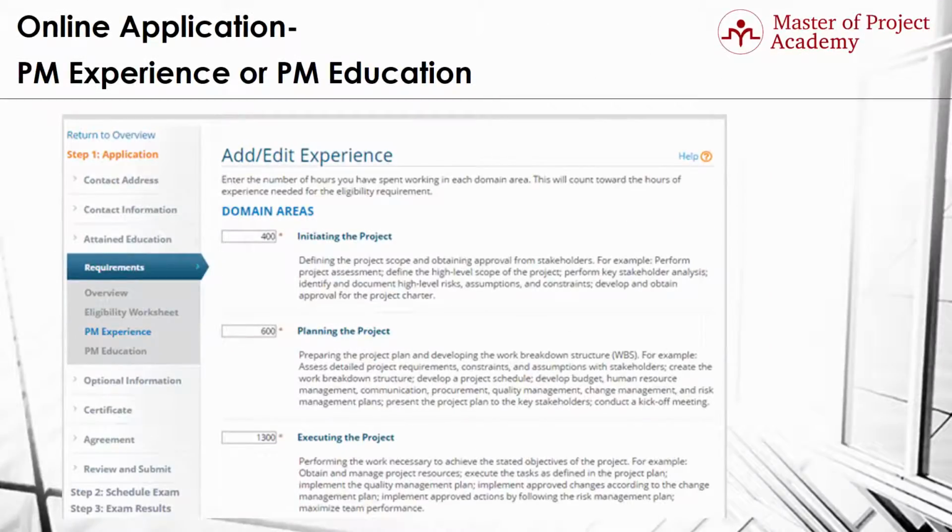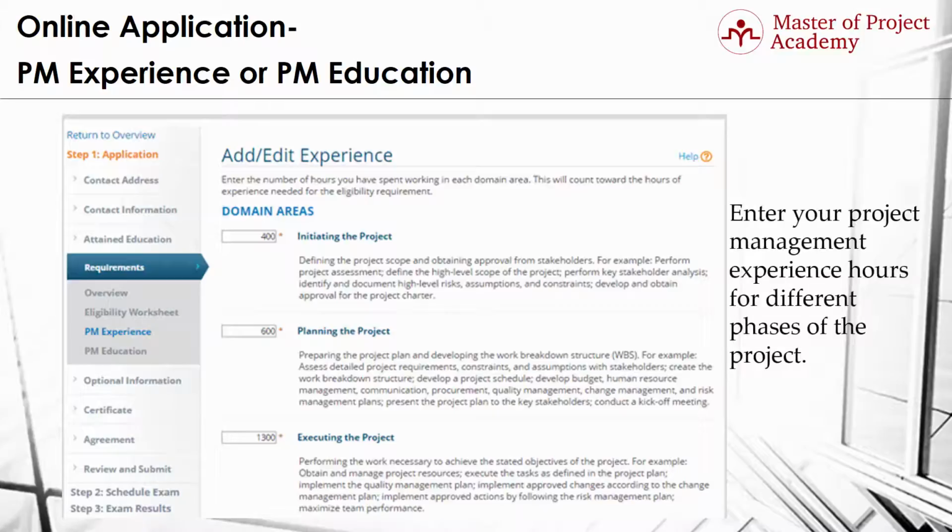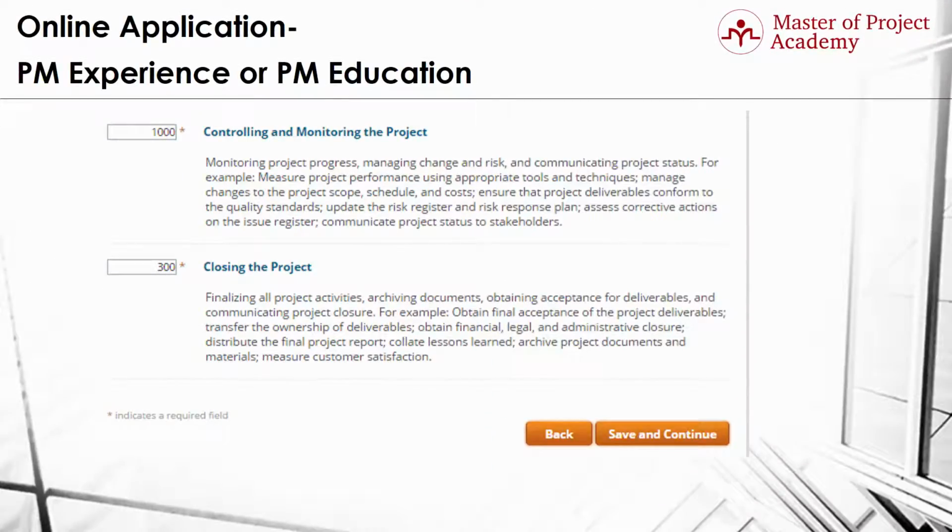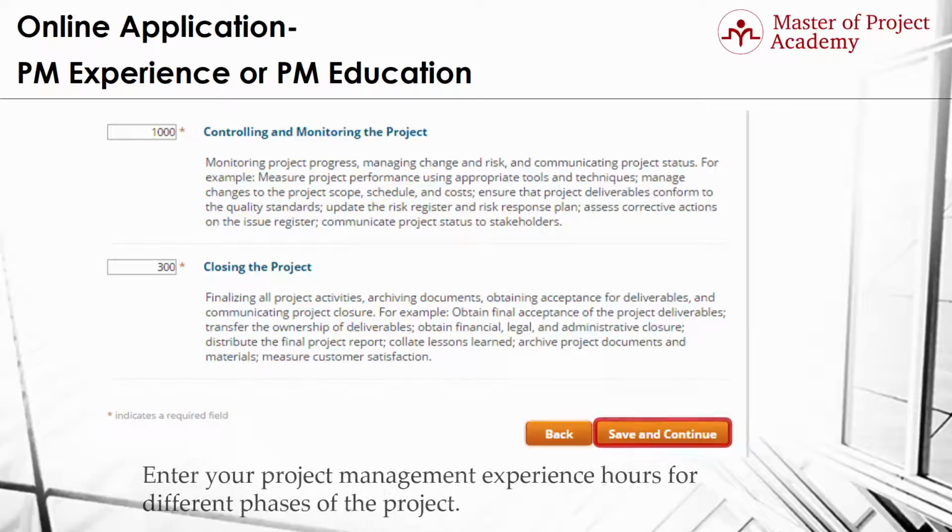In this part, you need to fill in how many hours you spent in each phase of your project. PMI does not require a precise hour calculation here. Fill in roughly how many hours you spent for each phase in your project experience. When filling in your experience hours, you can assume that 1 month of experience approximately equals 180 hours of work. After you've filled in the hours you spent for each phase, click on the Save and Continue button.